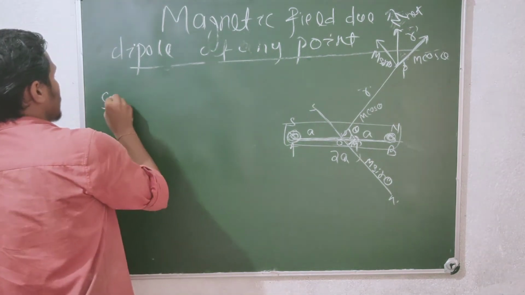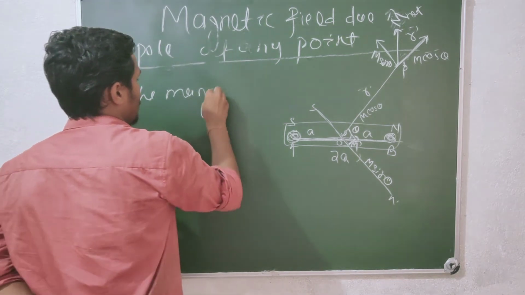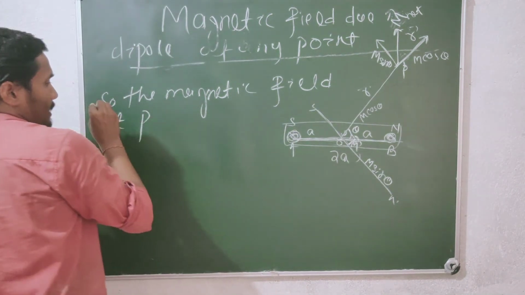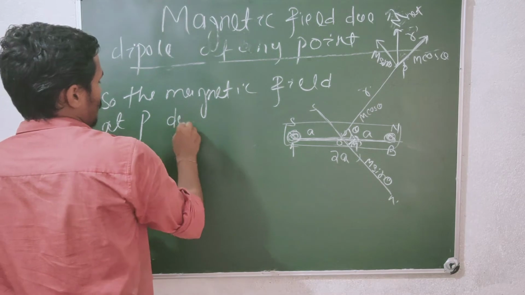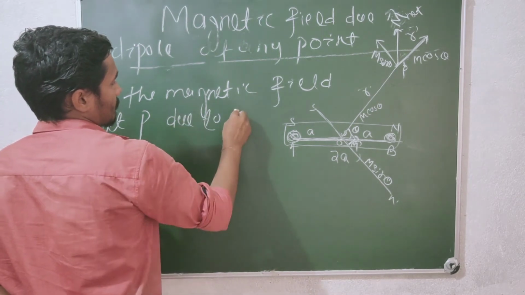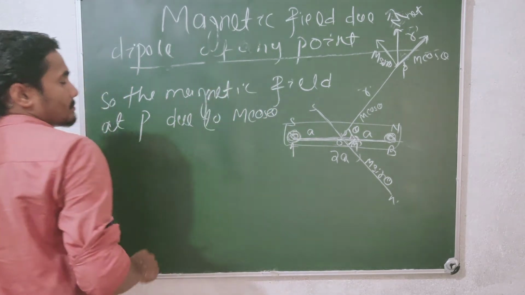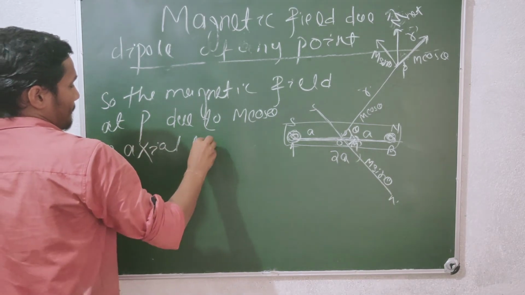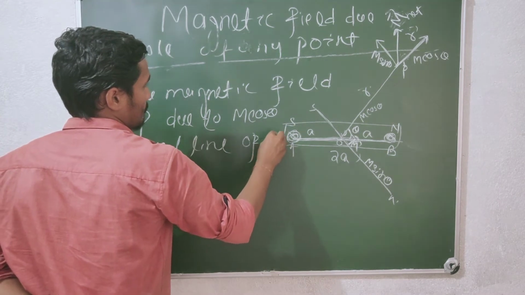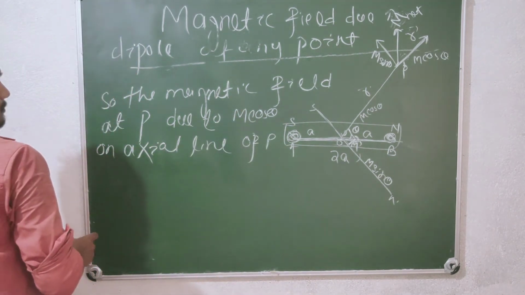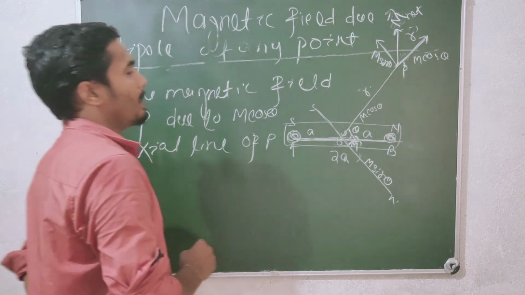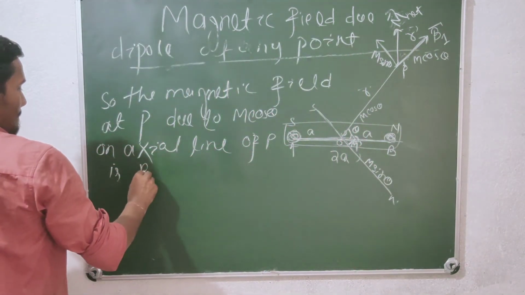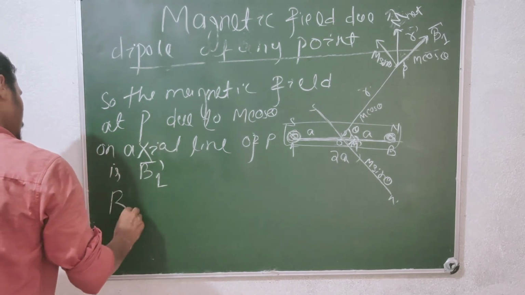So the magnetic field at P due to m cos theta on axial line of P is, we have to take that axial line magnetic field is B1 vector, so that B1 vector.